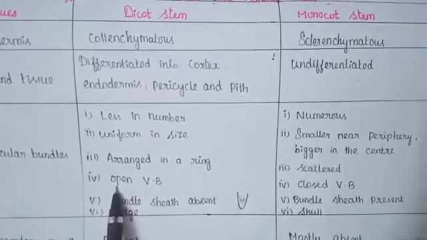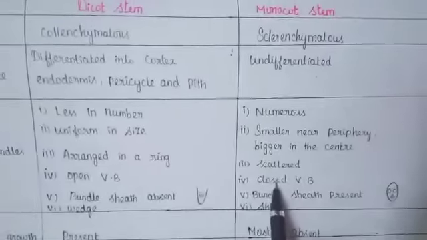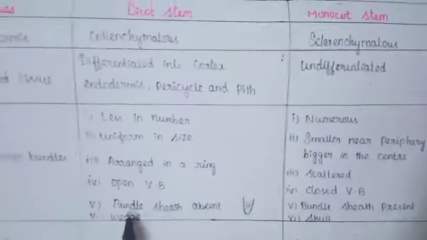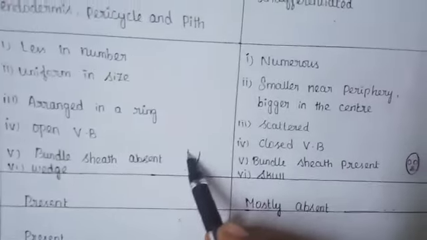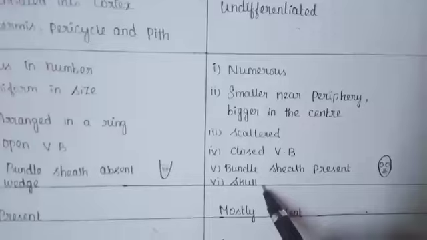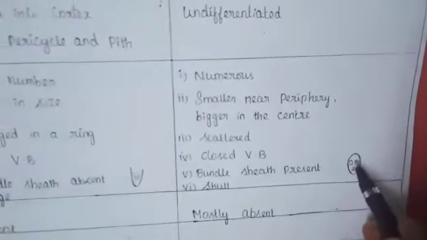Dicot stem: open vascular bundle, presence of cambium. Here, monocot stem: closed vascular bundle, absence of cambium. Bundle sheath is absent in dicot stem, present in monocot stem. Wedge-shaped vascular bundle: this is a wedge-shaped vascular bundle in dicot stem. In monocot stem, skull-shaped vascular bundle. This is a skull-shaped vascular bundle.